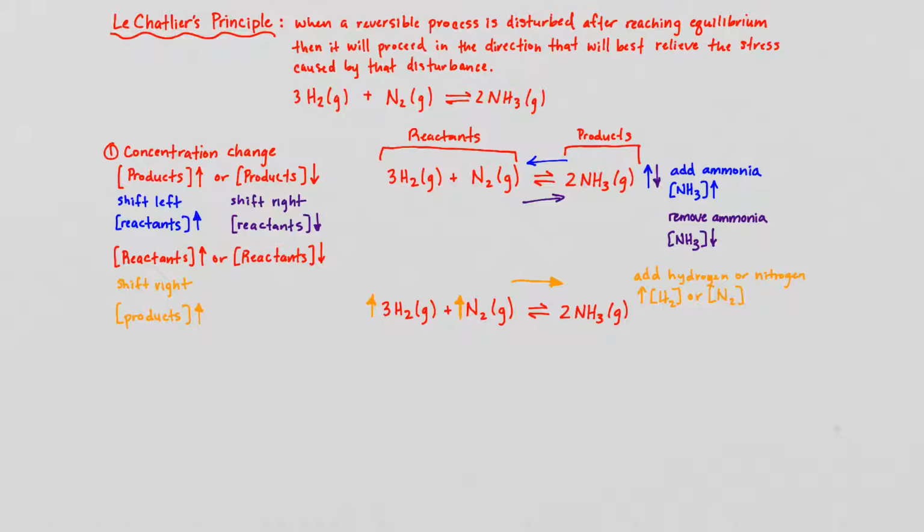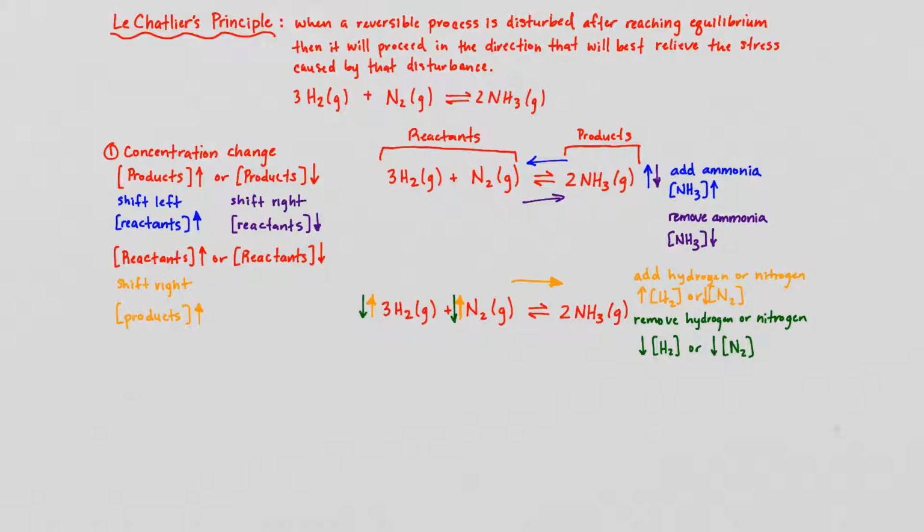And finally, let's do this second option here, where we remove hydrogen or nitrogen, either one. If you remove hydrogen or nitrogen, that means that you are decreasing the concentration of hydrogen or decreasing the concentration of nitrogen. And you're doing the same up here to make sure we stay consistent. But you're decreasing both.